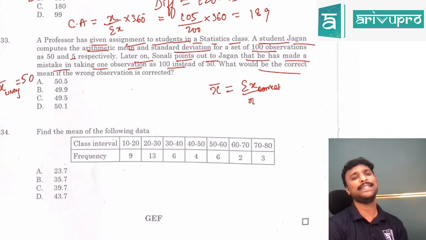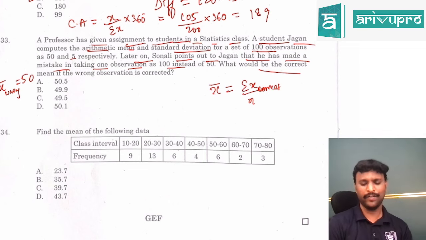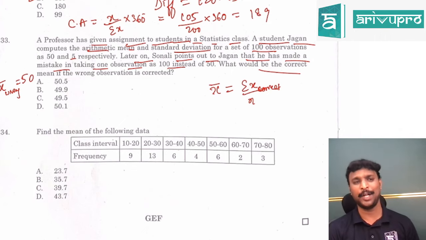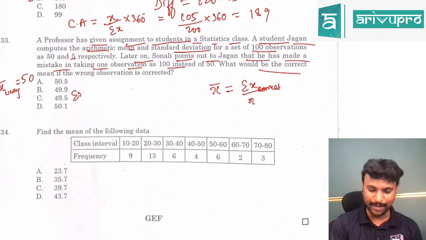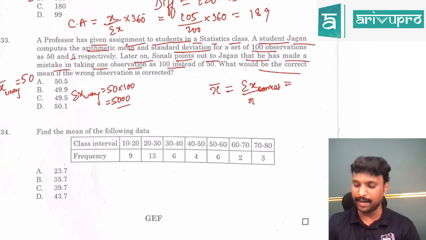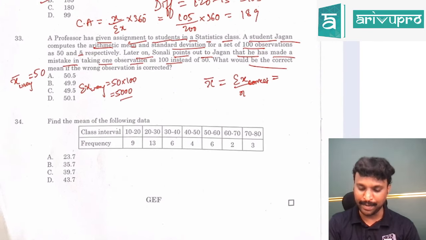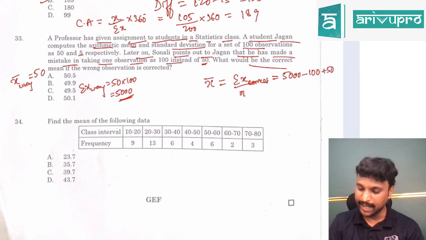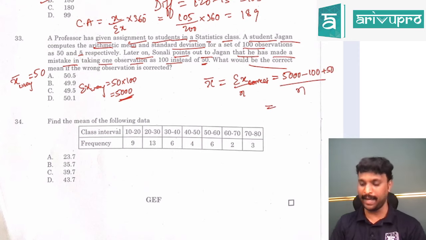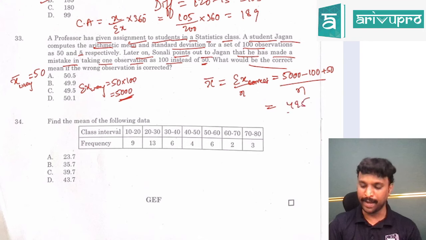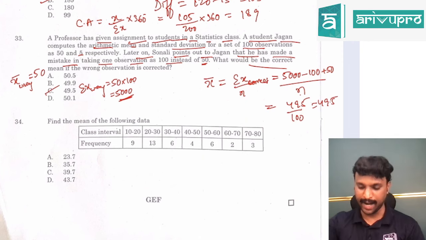Now guys, how do you find summation x wrong value? If you want to find the sum, the mean has to be multiplied with the number of observations. So summation x wrong is equal to mean into how many observations? 100. It is 5000. Now how do you correct the summation x? Guys, from the summation x wrong, that is 5000, you remove the wrong value, which is 100. The correct value is 50. So the answer is going to be 4950 divided by how many observations? 100 observations. So 49.5. Option C is the right answer.